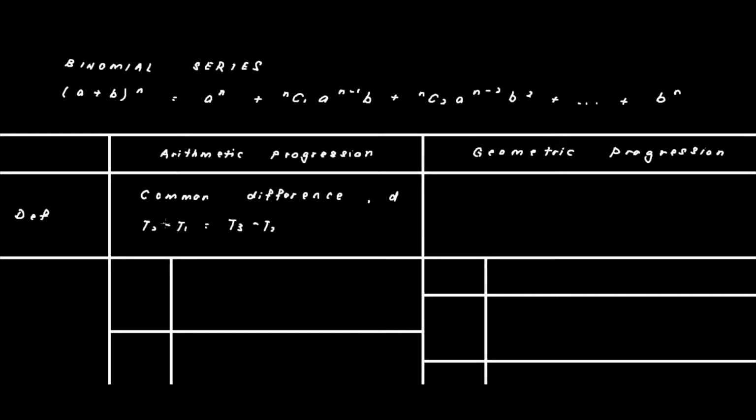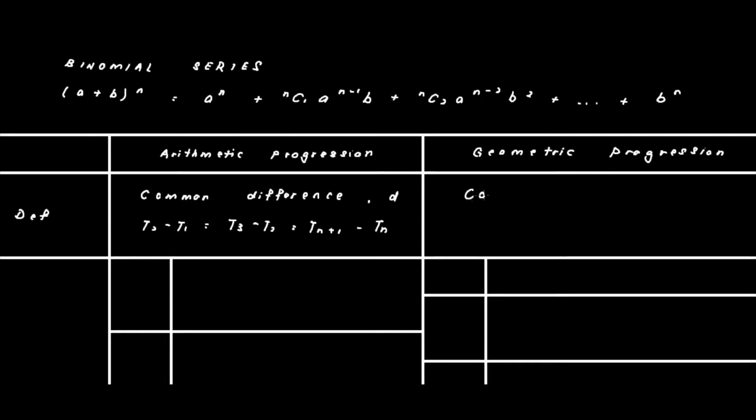So when you use your second term minus your first term, it should be the same as your third term minus the second term, which means Tn+1 minus Tn will always give you the common difference. Geometric progression is about multiplication, or sometimes division, but normally we just treat it as a multiple. If it's division, then we take it as a fraction.